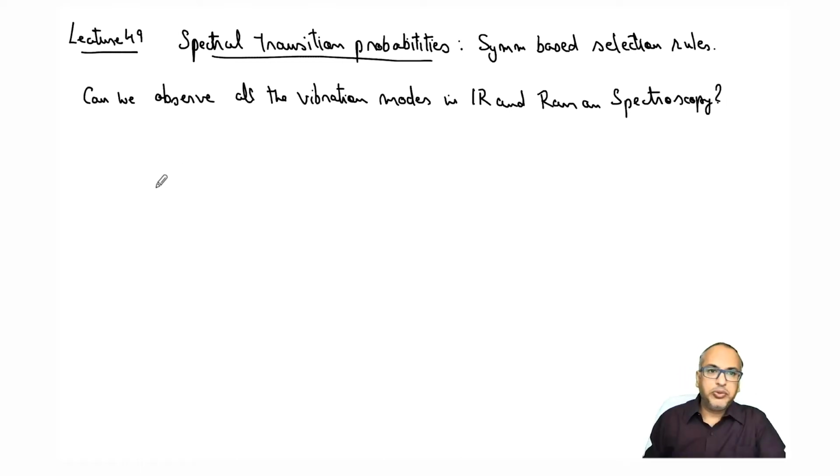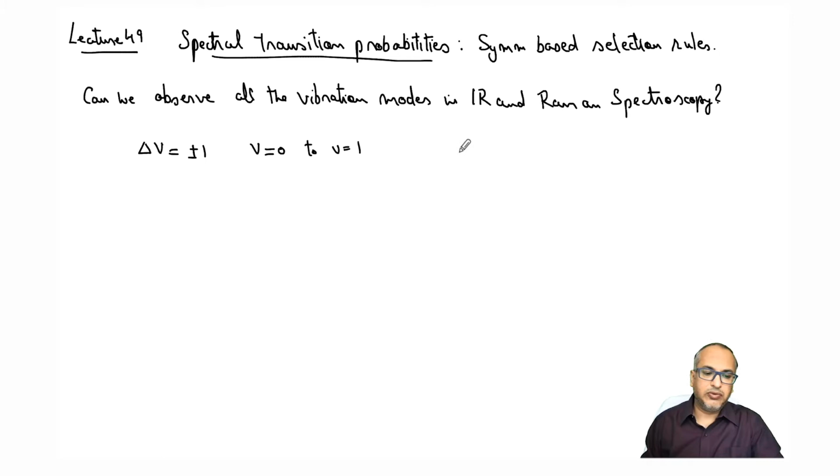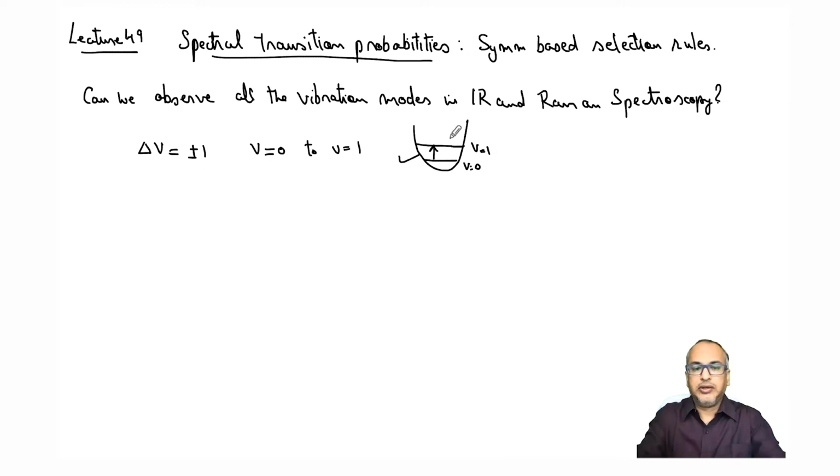Okay, so how do we do that? We know what the selection rule is. We know that the change in vibrational quantum number should be plus minus 1 and only these transitions are allowed, right? So we can say V equal to 0 to V equal to 1 transition is allowed, and so on, like 1 to 2, 2 to 3. Pictorially, if this is my simple harmonic potential surface and this is V equal to 0, V equal to 1, then this transition is an allowed transition.